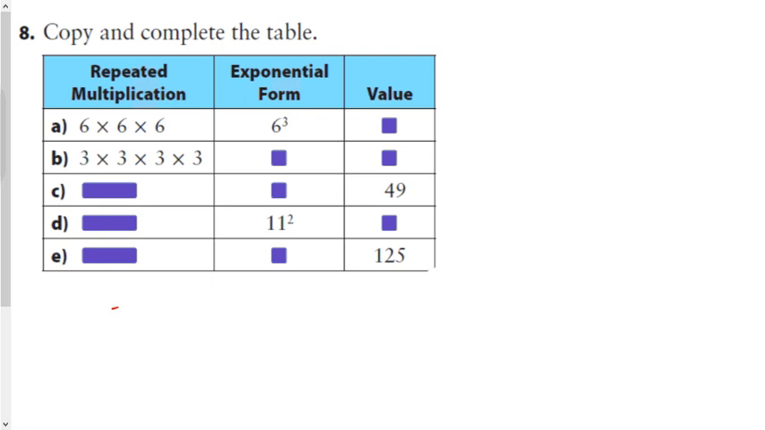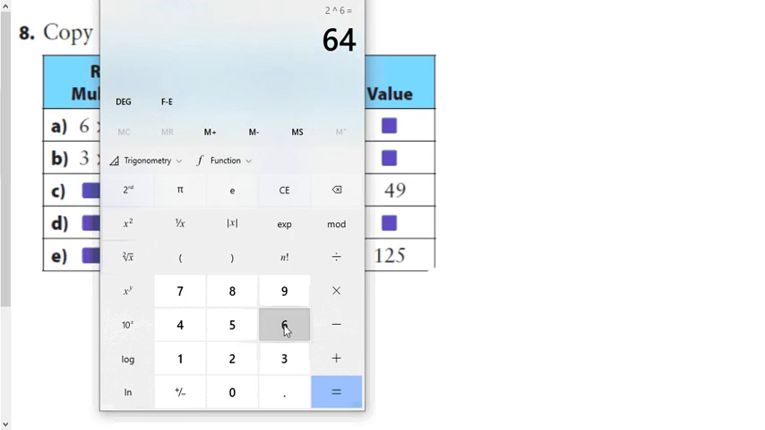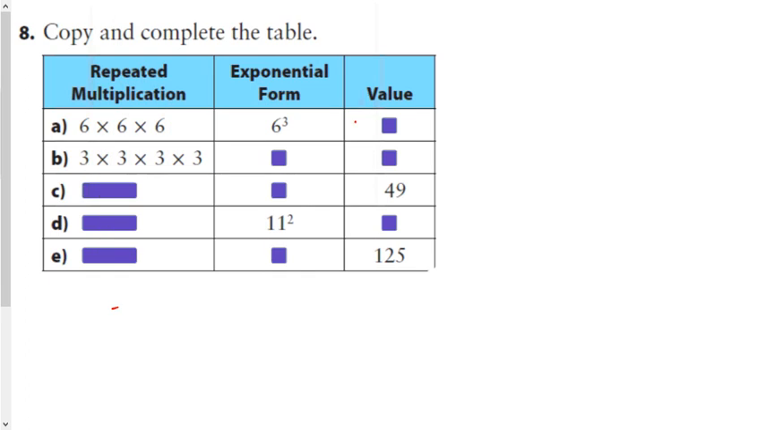Question number 8 says copy and complete each table. So 6 times 6 times 6 is 6 cubed. Grab your calculator. What is 6 cubed? The answer is 216 in standard form. What is 3 times 3 times 3 times 3? As a power, or exponential form, it's 3 to the exponent of 4.